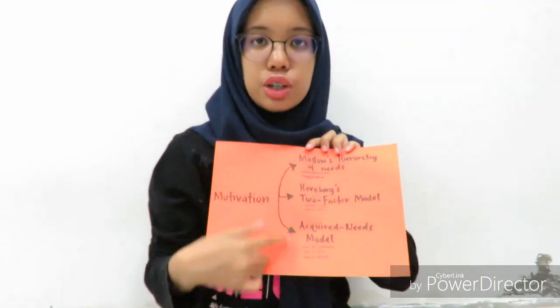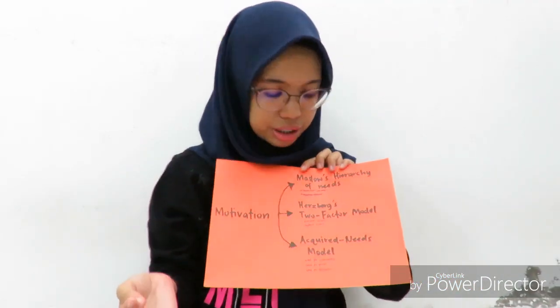Herzberg 2-factor model contains motivator factors and hygiene factors. Needs-based approach to motivation is followed by Maslow theory, which is hierarchy of needs theory. In this theory, it contains 2 levels, which is high level and lower level. In high level, it contains self-actualization, esteem, and affiliation. In lower level, it contains security and physiological.